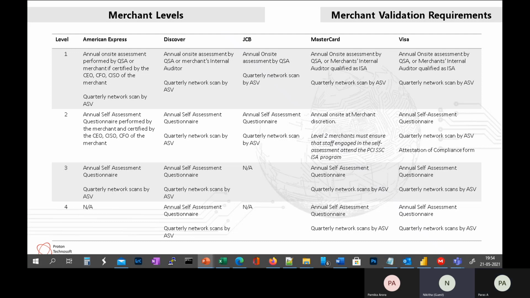So who is this merchant's internal auditor qualified as ISA? Yes. For example, if I am a bank, I don't intend to do an audit for other banks, but I want somebody to be qualified enough in my bank to implement or audit the PCI standard. Then, rather than the QSA certification, I can send somebody for an ISA certification. Both are the same. The intention of QSA is auditing. The intention of ISA is implementation.